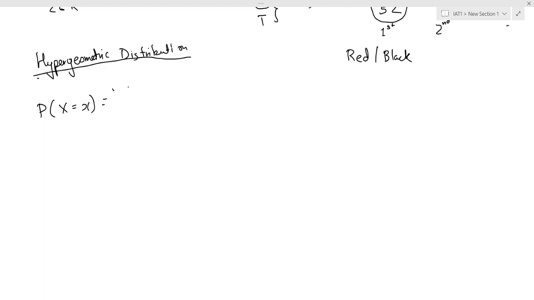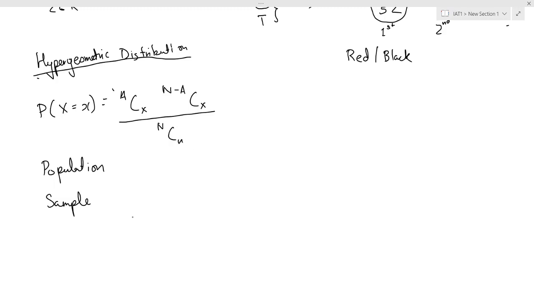In case of hypergeometric distribution, there are two things. There is population also and there is sample also. In hypergeometric distribution, probability of X equal to x, we write it as ACx times (N minus A)C(n minus x) divided by NCn, where what is all this?